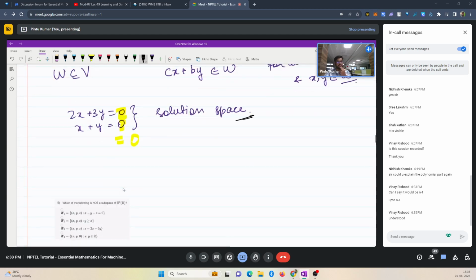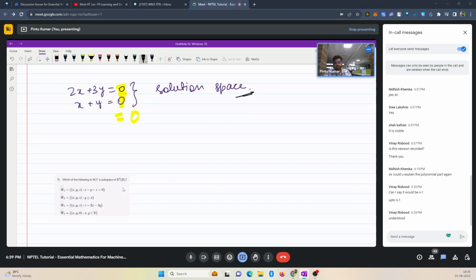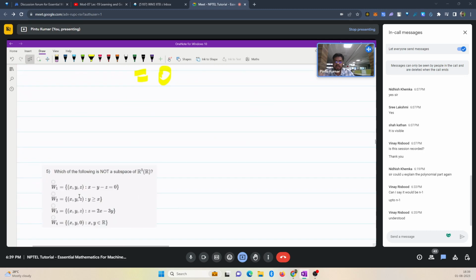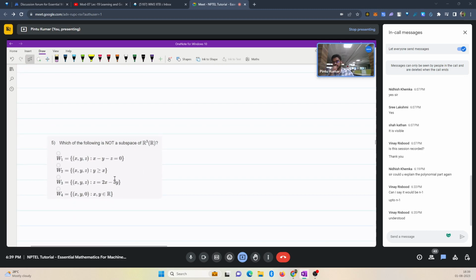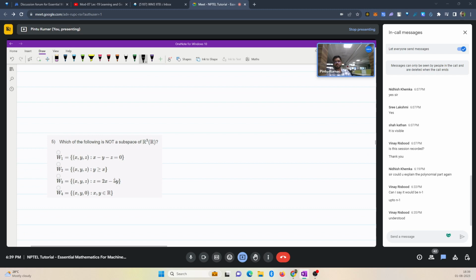Let's see how checking this property actually works. So this is an example from last year's assignment. We have been given our V, that is the original space, which is a vector space. We are given that it is a vector space. We want to check whether these four are vector spaces or not. We want to check all these four.